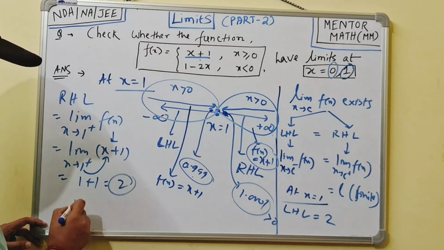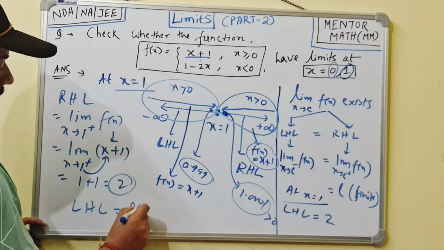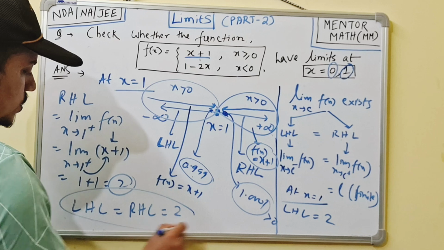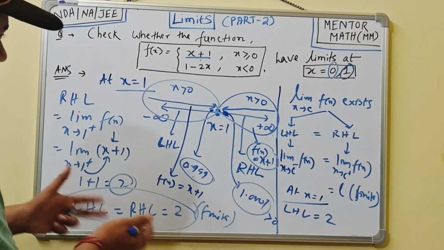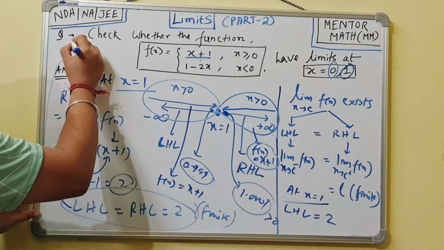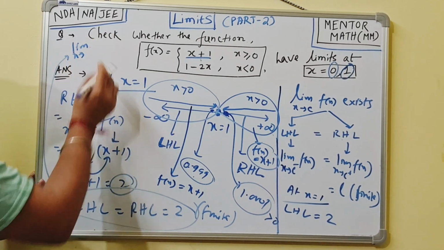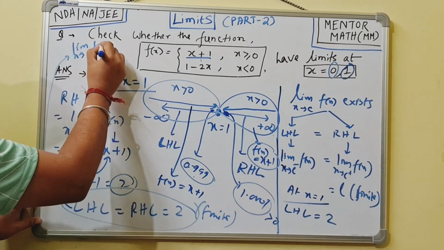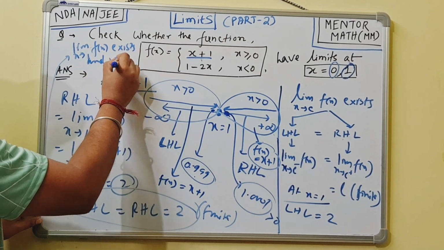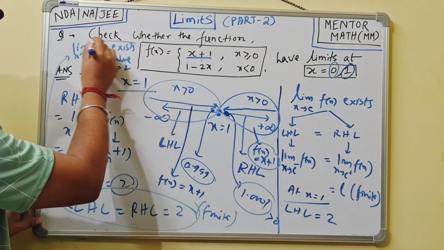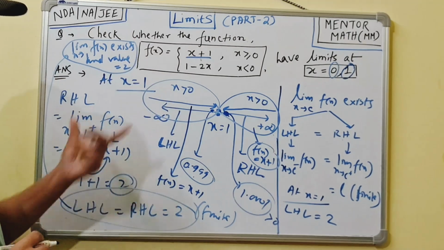So you can see now the left limit is equal to the right limit, and that approaches 2, and 2 is a finite number. So that's why the limit exists. You can write here also, limit x tends to 1 of f(x) exists, and the value is equal to 2. So in that way you can solve that question.